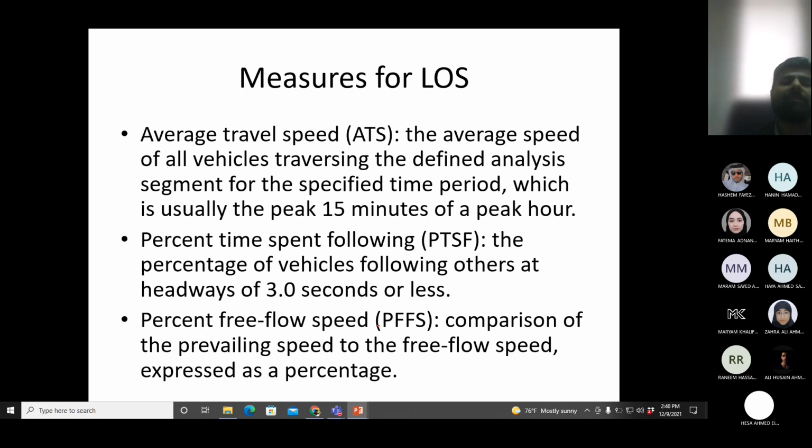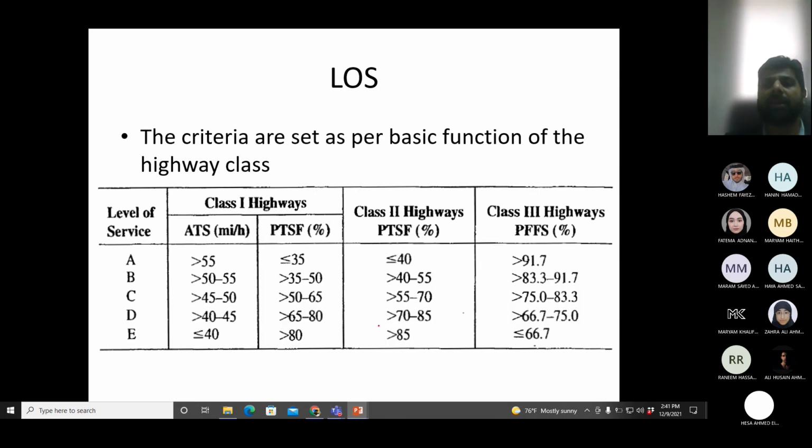Okay, and then the last thing is percentage free flow speed, PFFS. PFFS is a ratio of average travel speed and the free flow speed of the highway. Their ratio is called PFFS. Okay, now let us see how we can find out level of service using these parameters.